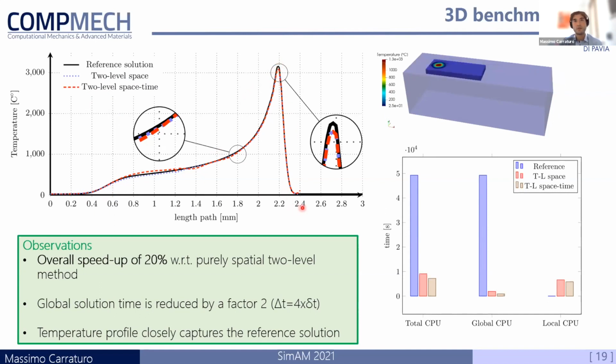The overall speed up that we obtain with the space-time implementation is up to 20% with respect to the two-level implementation in space only. But the global solution time is reduced by a factor of 2, choosing a macro time step size delta t which is 4 times larger than the micro time step size. So in this sense, we can expect that by extending the global domain to simulate more complex scan paths, we can achieve this kind of speed up factor using a space-time implementation.